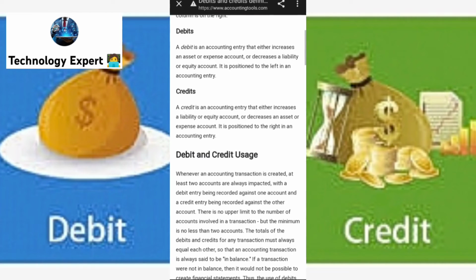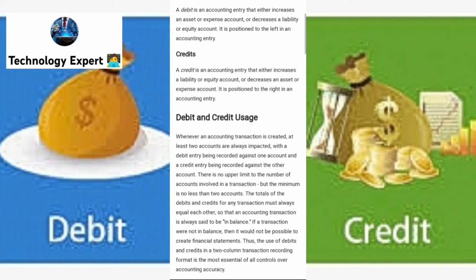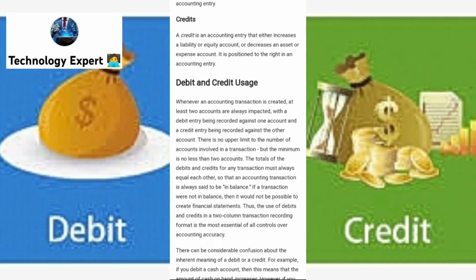What is debit? A debit is an accounting entry that either increases an asset or expense account or decreases a liability or equity account. It is positioned to the left in an accounting entry. Credit. A credit is an accounting entry that either increases a liability or equity account or decreases an asset or expense account. It is positioned to the right in an accounting entry.